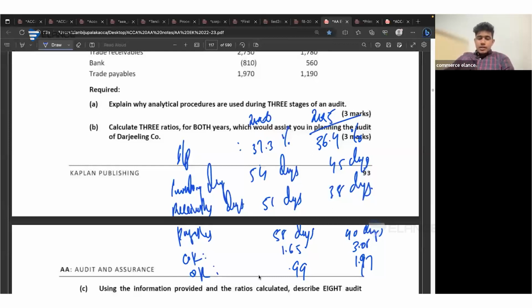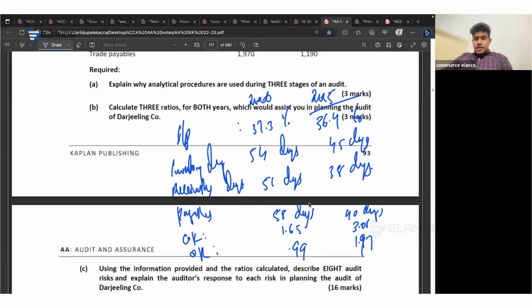Exactly. You can pick all other ratios together and you can mention the material uncertainty relating to going concern, right? So as you know, the company's inventory days has increased. Receivables and payables days have also increased significantly. Gross profit margin is appropriate. The company's current and quick ratio has also decreased significantly. So you can mention that there's possibility of uncertainty in relation to the company's going concern, which needs to be disclosed appropriately. But again, there can be chances that this might not have been done, which would result in material misstatements in the disclosures to the financial statements.